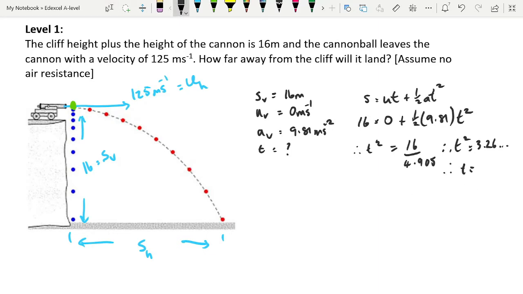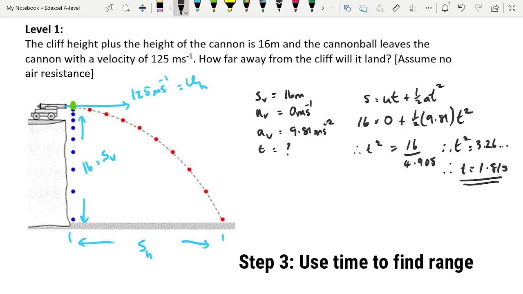And finally, a t of 1.81 seconds. This is our key. In this problem, our final step, and a lot of problems are going to ask you to find the horizontal distance or the range of the projectile. Step 3 then will be use that time and the horizontal velocity to find the distance that the object travels.